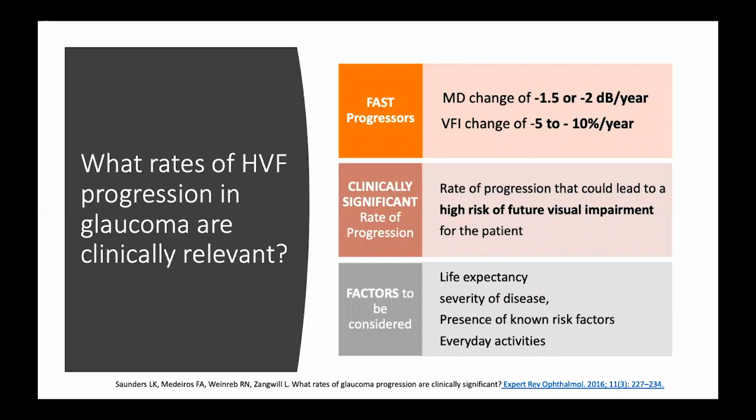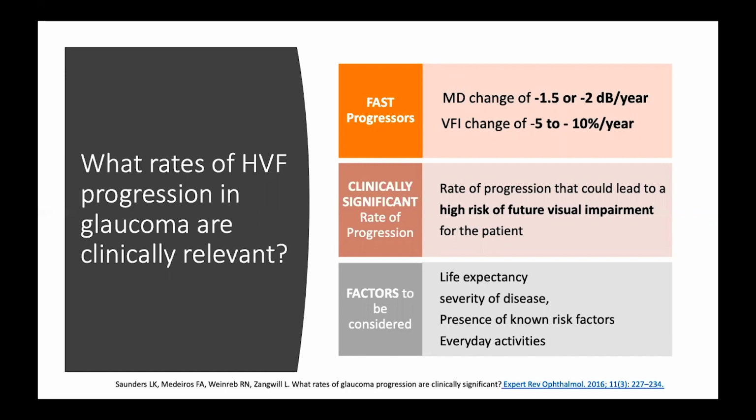What we know is that there's a certain amount of progression that's really too much. It's what we call fast progressors. And we should not let our patient progress more rapidly than these values that you can see over here. In terms of mean deviation, minus 1.5 to minus 2 decibels per year, more than this is way too much. And in terms of VFI, sorry, this change is from minus 5 to minus 10% every year. This is clear, but there are other situations in which it's not that easy.